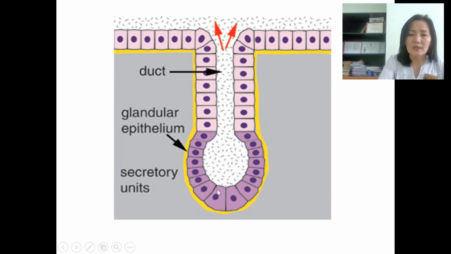Okay, we can see here. This one is glandular epithelium, or we can say secretory unit or secretory portion, which consists of secretory cells. These are secretory cells. This part is ducts. Look, ducts are lined by the lining epithelium. The secretory part consists of glandular epithelium.